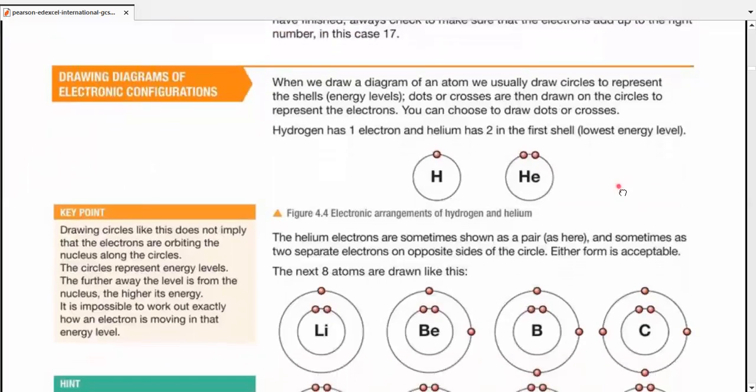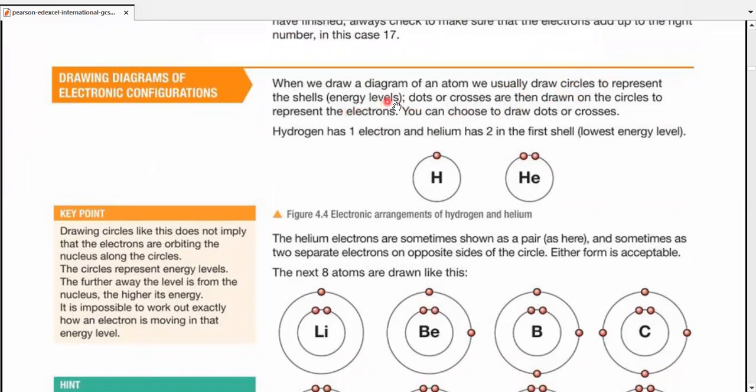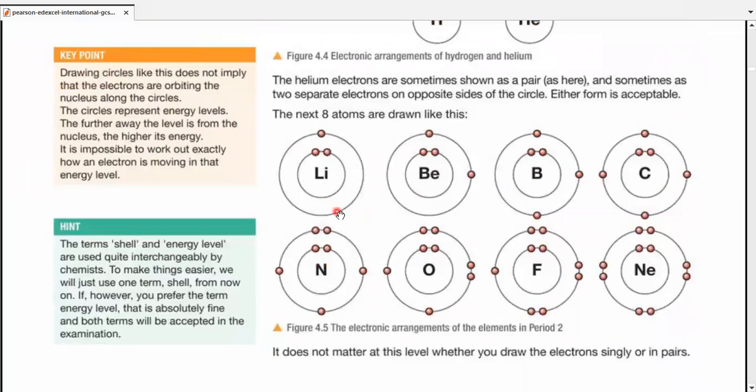Now, drawing the diagrams. When we draw the diagram, we draw circles to represent the energy levels, and we use dots or crosses in those circles to represent electrons. Hydrogen has only 1 electron, so it's the easiest one to draw. Helium has 2, both in the first shell, the lowest energy level. Moving on, lithium, beryllium, boron, carbon, nitrogen, oxygen, fluorine, and neon all have 2 electrons in their first shells. And we start filling the second shell from 1 electron in lithium all the way to 8 electrons in neon. Take a look, 1 electron.